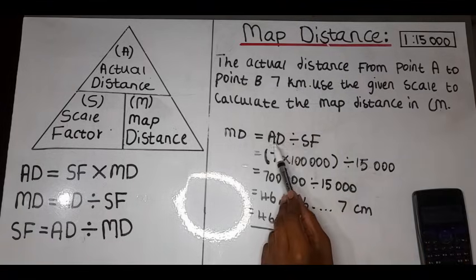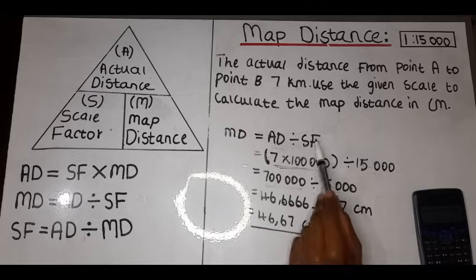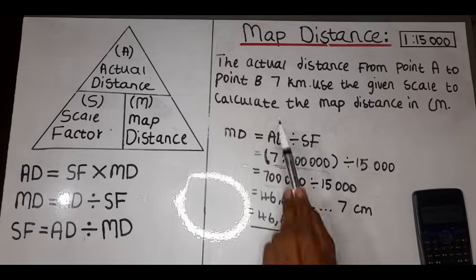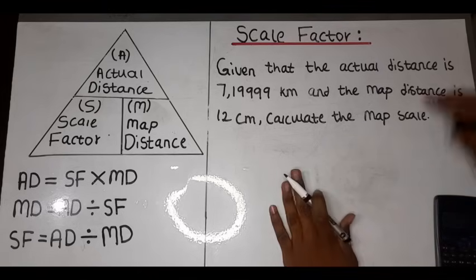So we took the actual distance, which was 7 kilometers, we converted it to centimeters, and it gave us 700,000 divided by what? The scale factor, which is 15,000, and then it gave us 46.67 centimeters, which is the map distance. Okay, so we are now on the scale factor.